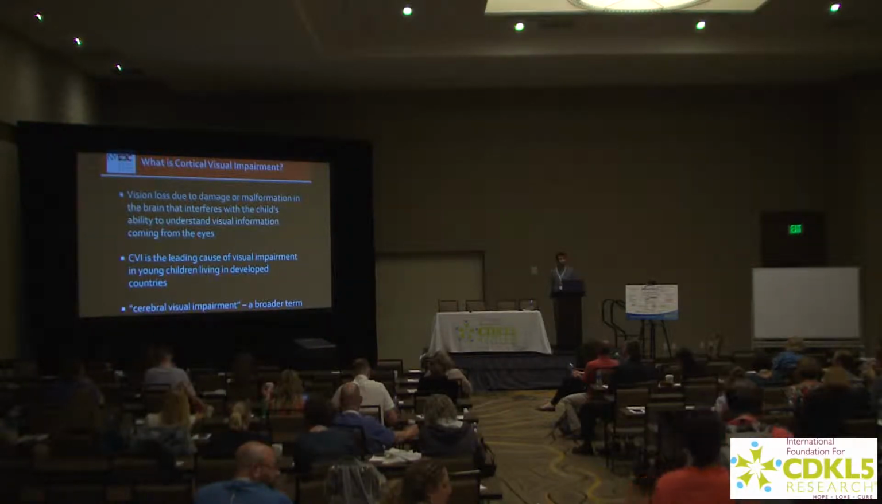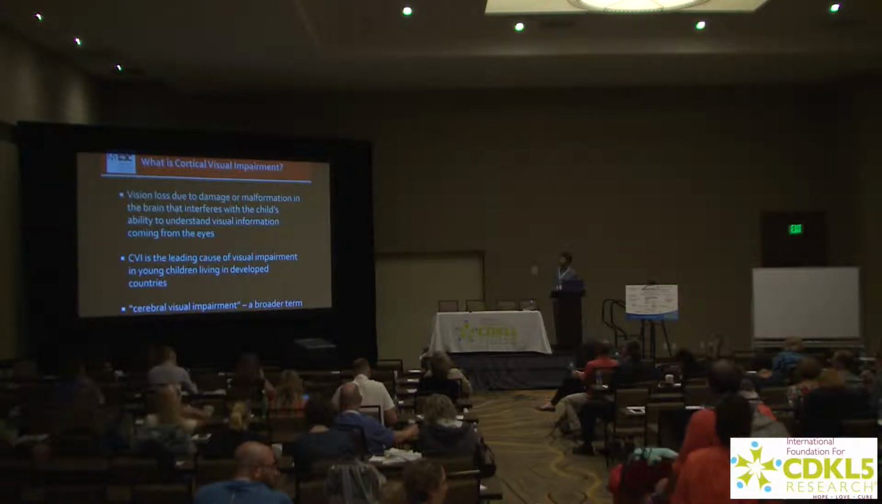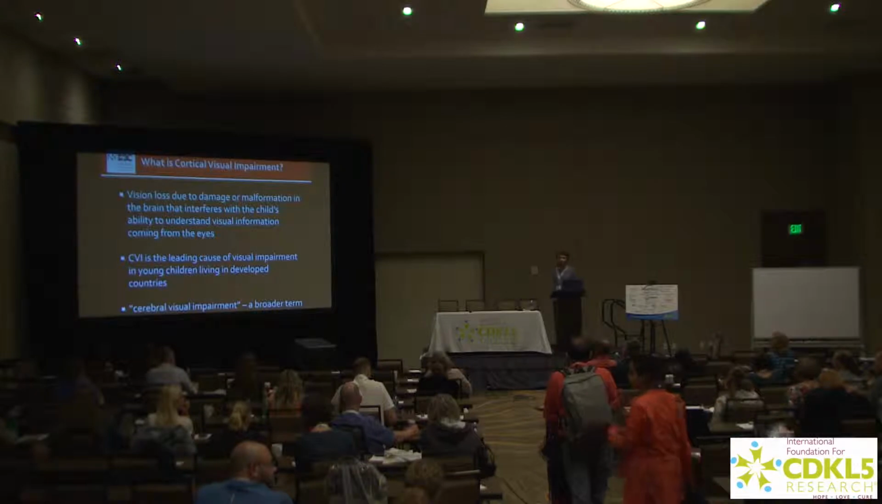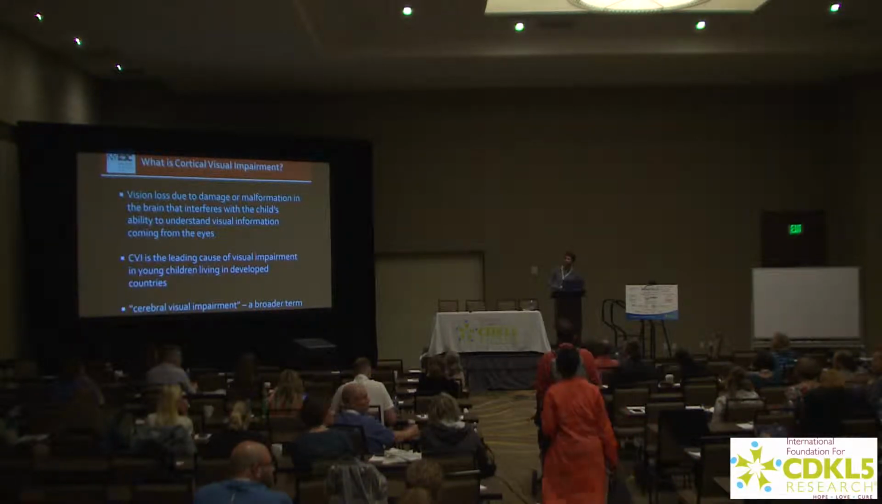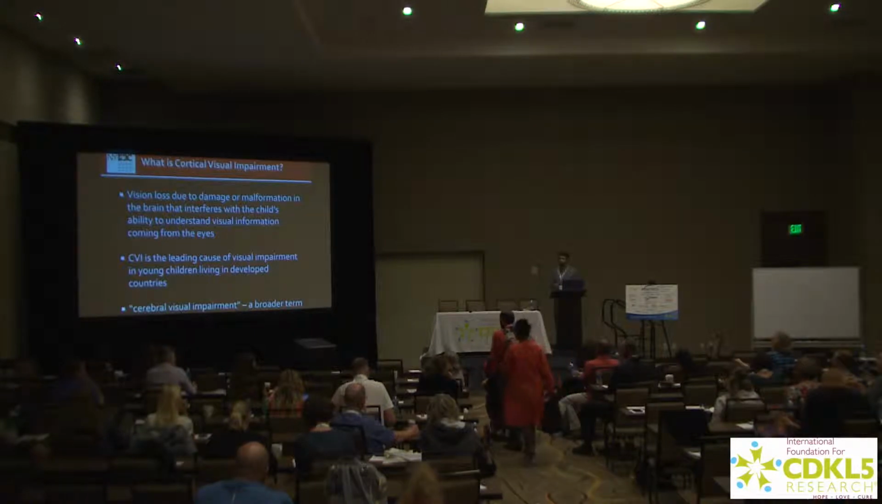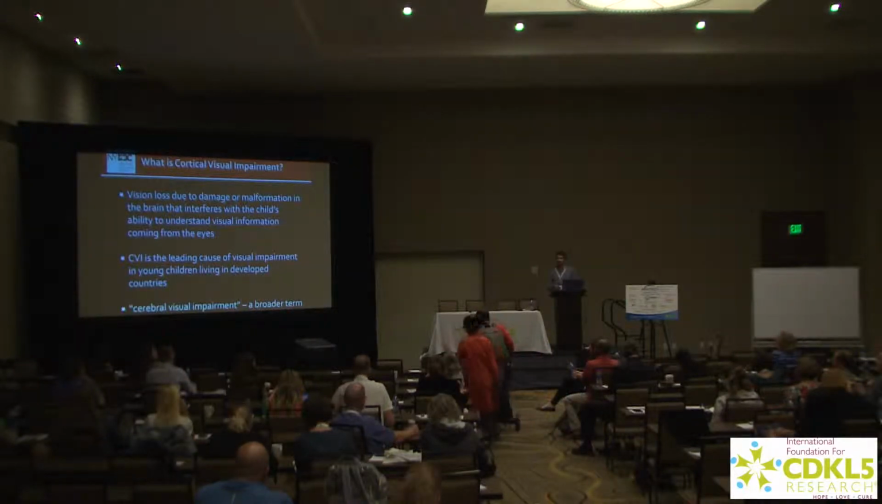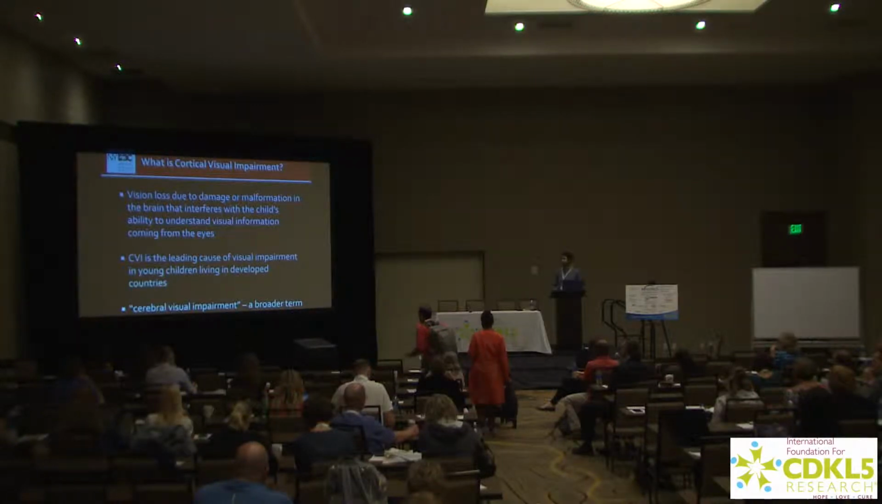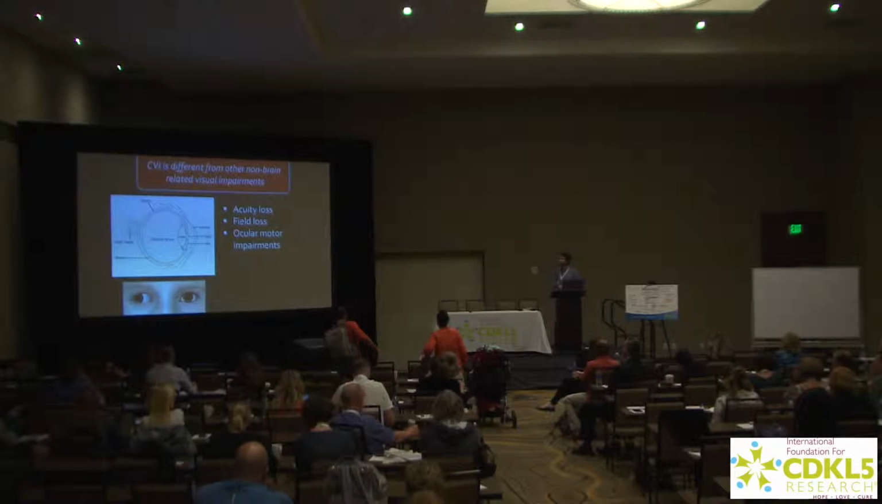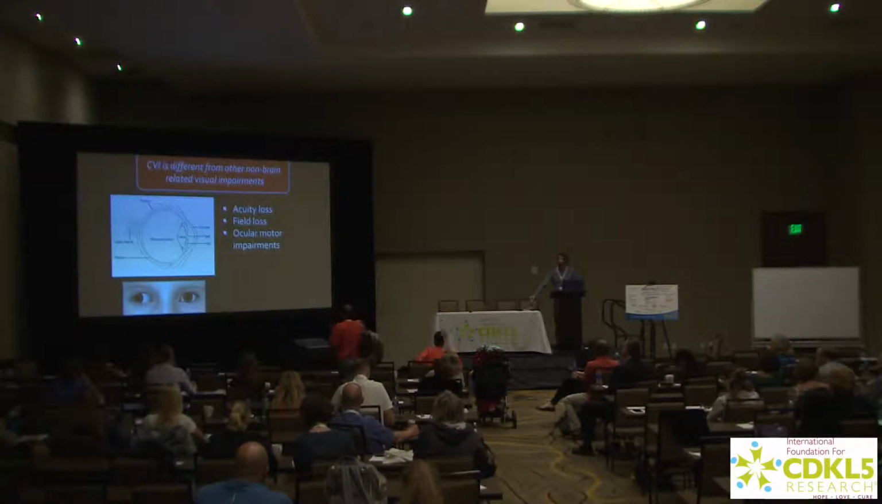It also is sort of a trend that cerebral visual impairment is being used more commonly in Europe, whereas cortical visual impairment is being used more commonly in the US, but they're really not the same thing. Cortical visual impairment is much more specific and speaks about a very specific category of neurological impact on vision. Okay, so CVI is very different from other non-brain related visual impairments.